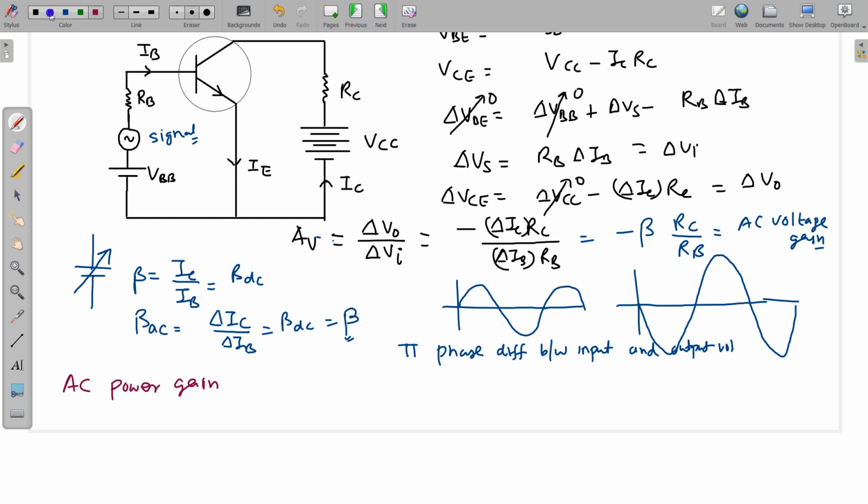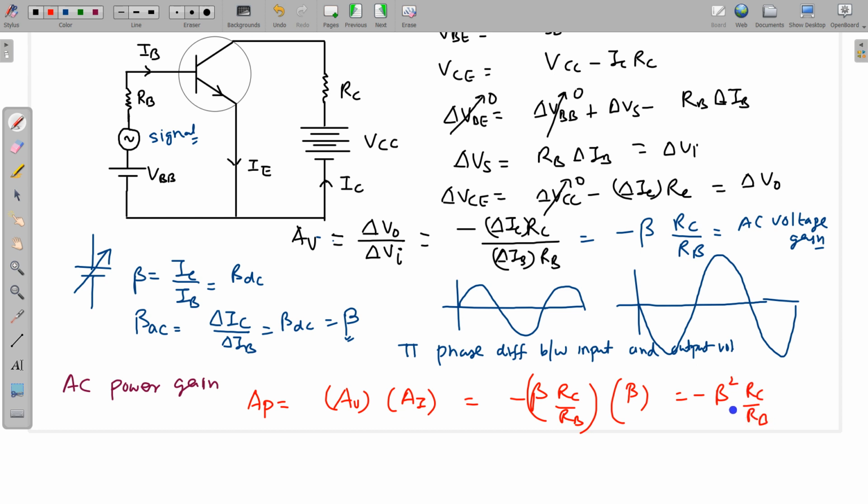So for AC power gain, we can write it as AP, and this AP is gain in voltage multiplied by gain in current. Gain in voltage is minus beta RC by RB. Gain in current is beta also, and this is minus beta square RC by RB. So this is the power gain through this transistor.